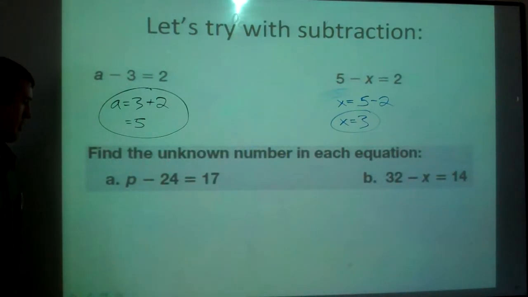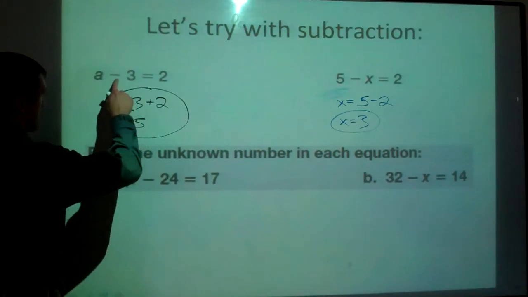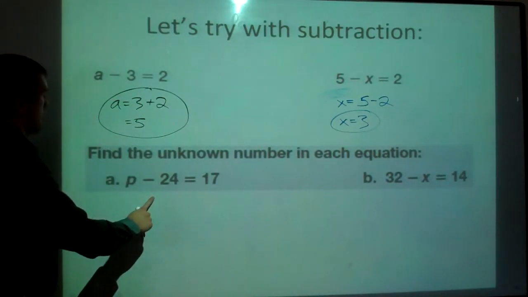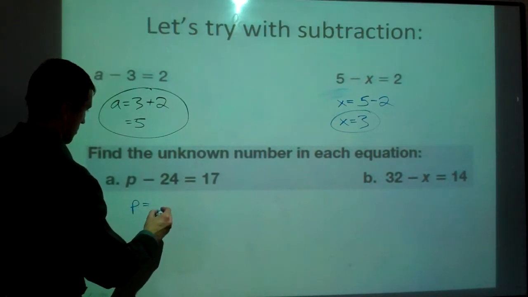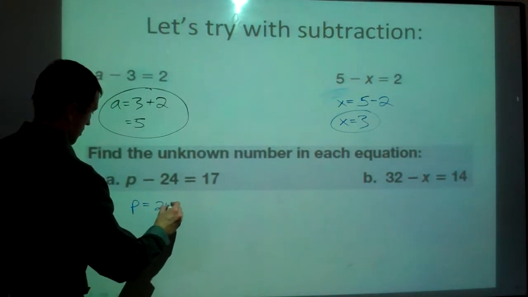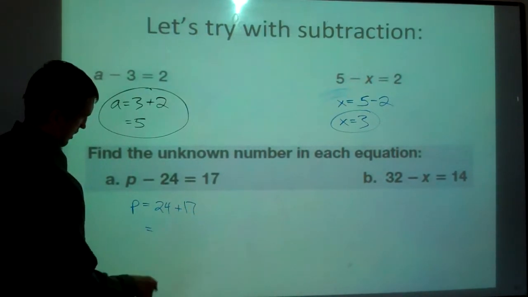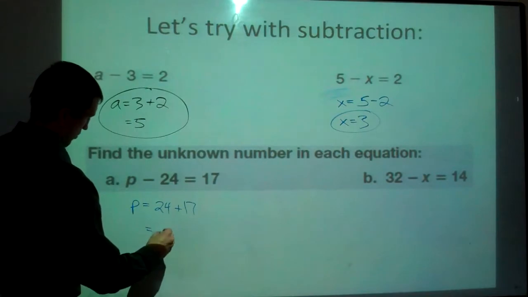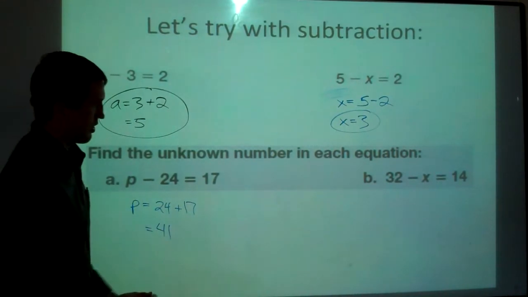Alright, find an unknown number in each equation. These are just like the two above. Same position here, we're subtracting a number, so we will actually do P equals 24 plus 17, and we should get 41. So that should be P.